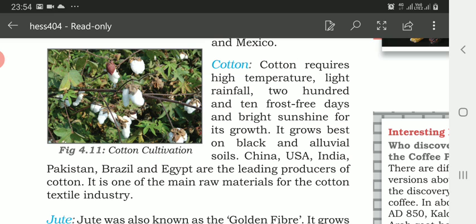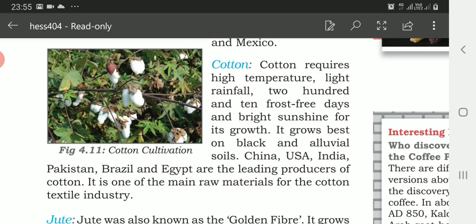Now, what kind of soil does it require? It requires black and alluvial soil. Especially, it requires regur soil. The Deccan Plateau, where we live in Maharashtra, is covered with black cotton soil. This regur soil is also called black cotton soil. So black cotton soil, or regur soil, is very important for the growth of cotton, and it can also be grown in alluvial soil.